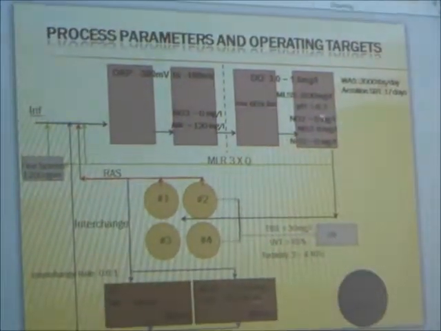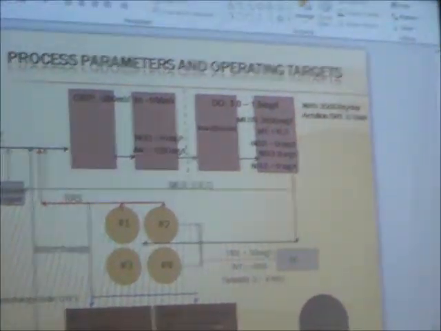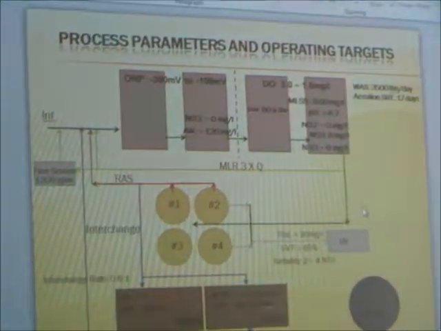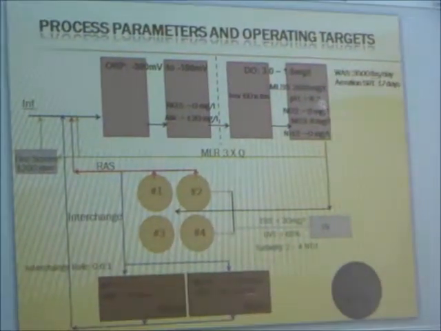So what else do we have going on up here? pH, we want to try and keep a close eye on the pH. pH is a permitted, regulated parameter.